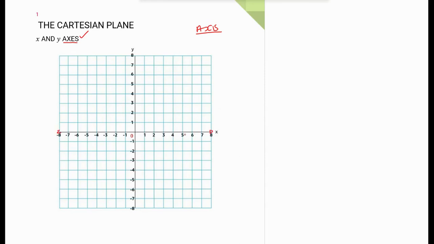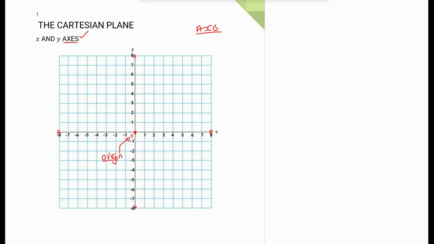The x-axis is the horizontal number line. If you check, we have our 0 here, and then we have the positive numbers on the right and the negative numbers on the left. And then the y-axis is the vertical number line. We have positive numbers above the 0 and the negative numbers below 0. And then the zeros of the two number lines meet here, and they form what we call the origin. So this is the origin.